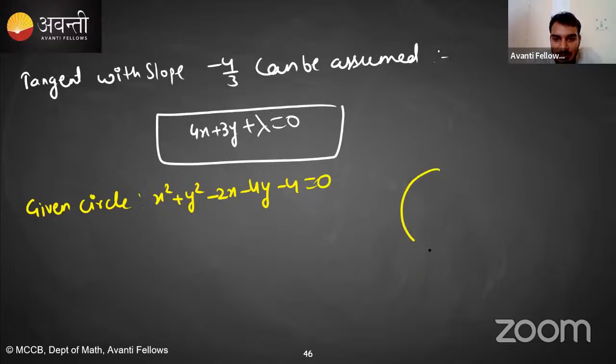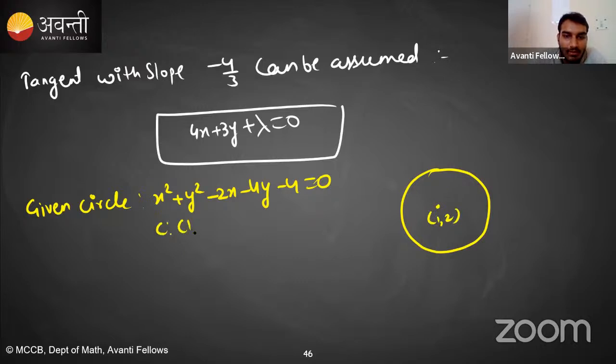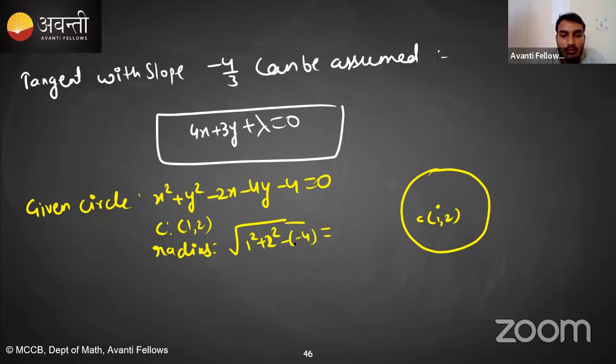So this is a circle जिसका center कितना है 1,2, right? Center is 1,2. And what is the radius? Radius of this circle is under root of 1 square plus 2 square minus of minus 4. So which is nothing but under root of 1 plus 4 plus 4, which is root 9, which is 3. Right? Let's say this is the line 1.